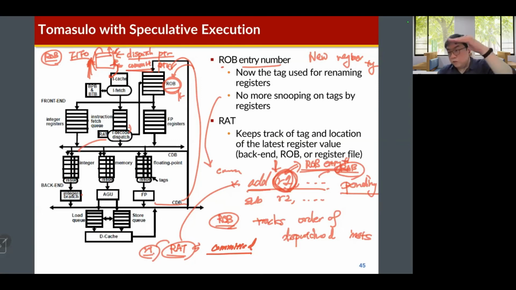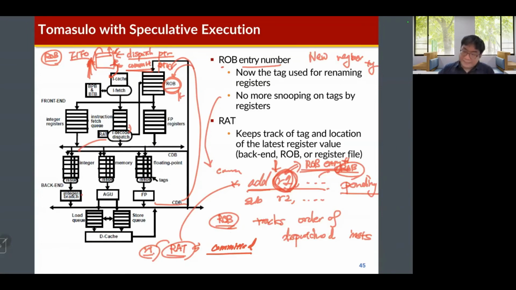Understand? So the instruction is dispatched. The instruction is registered in the ROB by the dispatch pointer. Okay. And the instruction is committed. The instruction is committed by the commit pointer. Then the instruction is dequeued in the ROB. So this instruction is popped out from the ROB. Okay.